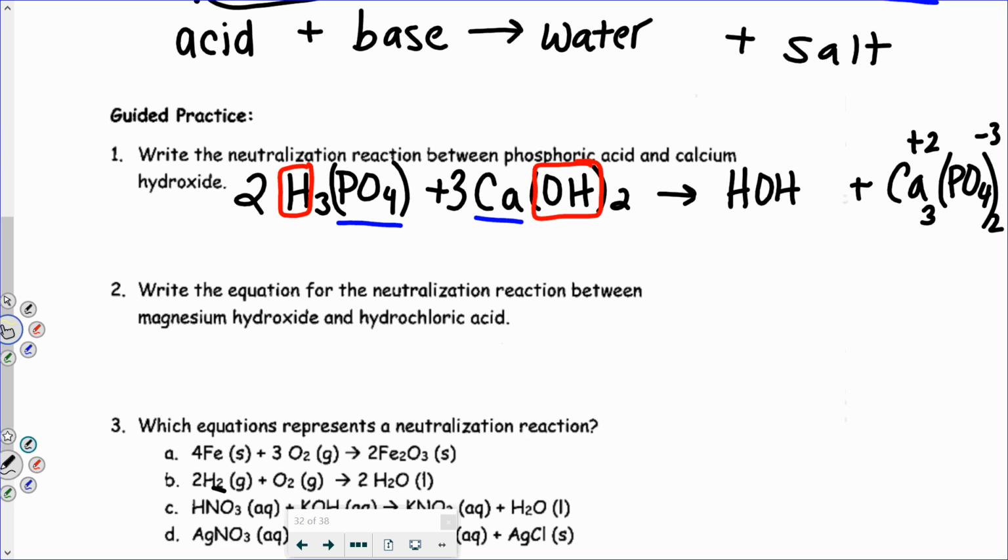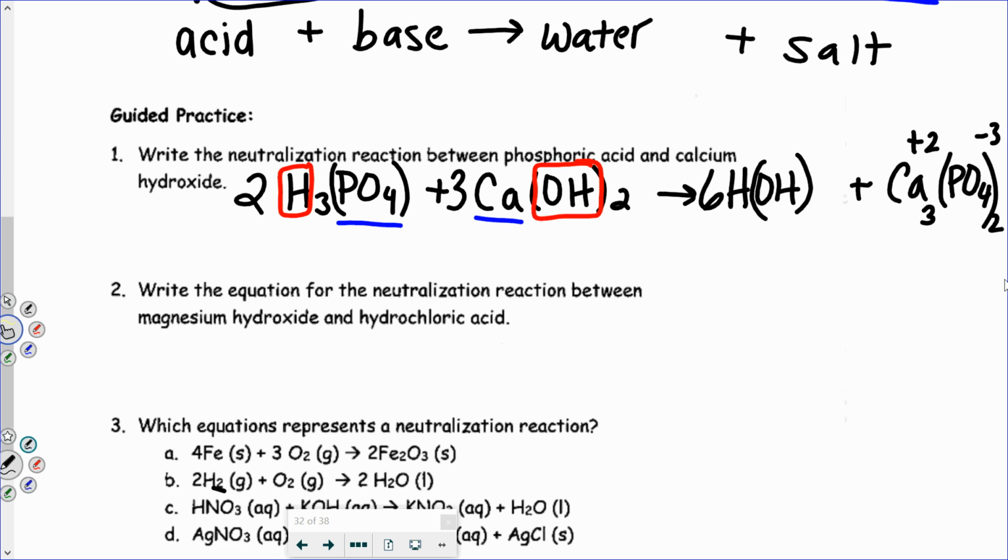If you balance the salt first, it's going to make it a lot easier to balance the water. So now if I look, I have 6 hydrogens on this side, and I have 6 OHs on this side, but I only have 1 hydrogen here. And remember, you can put parentheses around this OH if it helps, and 1 OH here. So I need to put a 6 out front to balance it.